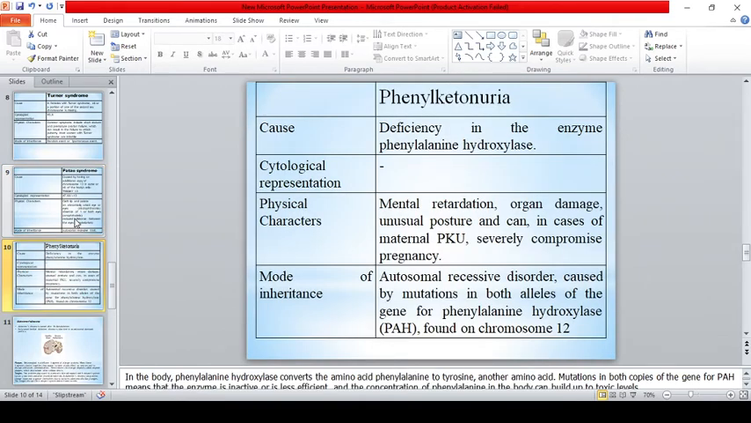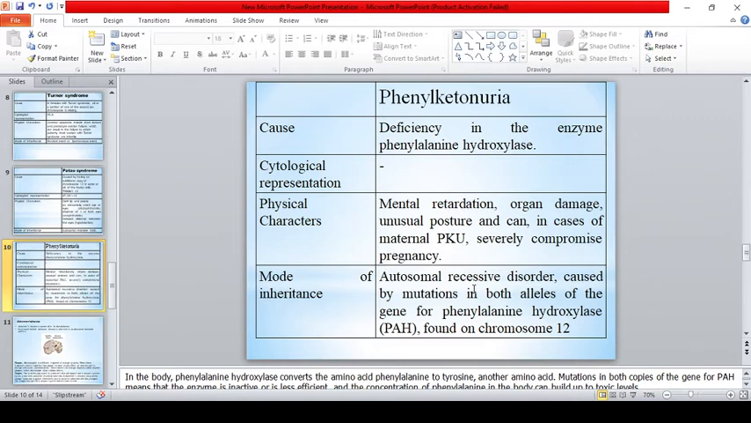The next disease is phenylketonuria. This disease is caused by the enzyme phenylalanine hydroxylase. The main role of this enzyme is that it converts phenylalanine to tyrosine. There is no cytological representation for phenylketonuria, and the physical characteristics include mental retardation or organ damage, and they also exhibit an unusual posture.